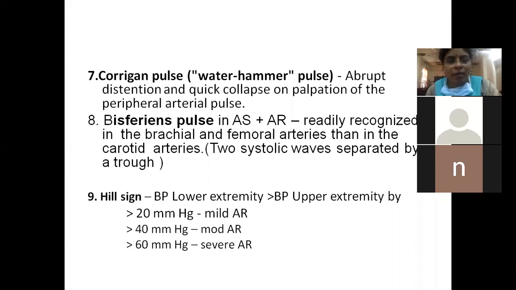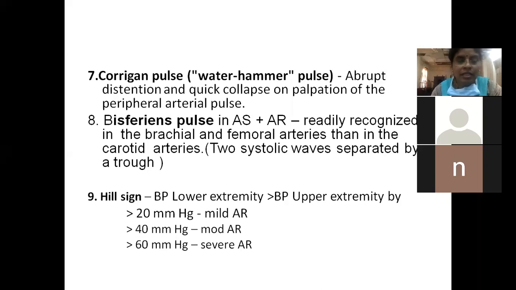Usually for special character we have to palpate the carotid, but here we have to palpate the brachial or radial arteries. Here, abrupt distension and quick collapse of the pulse on palpation, that is called Corrigan's pulse. And pulsus bisferiens. Bisferiens means two peaks in systole. That's usually seen in combined disease, AS and AR, and maybe it is seen in severe AR also. Okay, pulsus bisferiens means two strokes or two waves in systole.